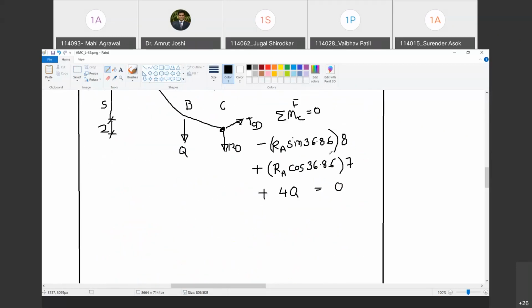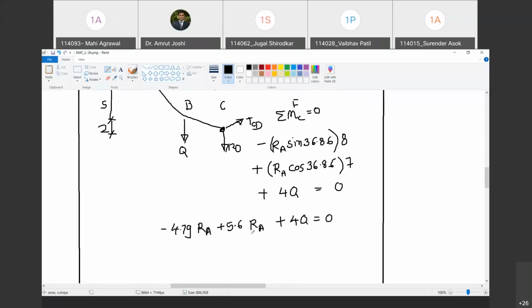But let us simplify it. So can you tell me 8 times sine 36.86 is how much? 4.79. So 4.79 RA and minus. And now can you tell me what is 7 times cos of 36.86? 5.6. Plus 5.6. Am I right? Yes, sir. RA plus 4Q. This has to be equal to 0.